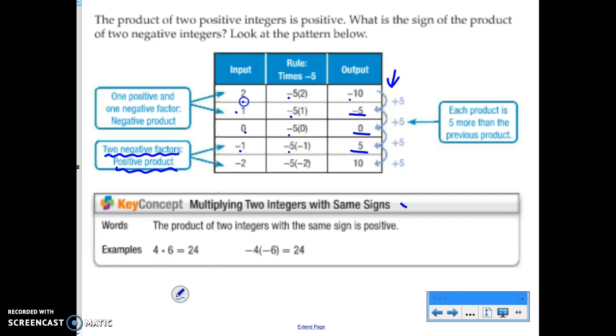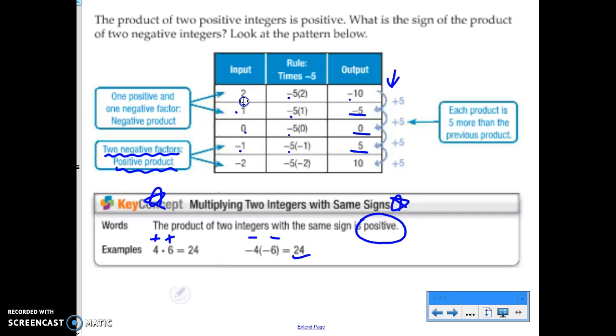So make sure you get this key concept written in your notes, that multiplying two integers with the same sign is going to give you a positive answer, and you can jot down those examples. We have a positive 4 times a positive 6, which gives us a positive number. Now, doesn't that make sense? We have two integers of the same sign creating a positive product. And again, here we have two integers which are negative, of the same sign, being multiplied together, which again gives us a positive product.